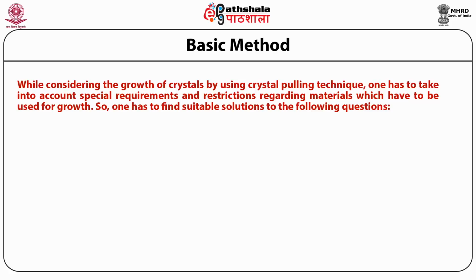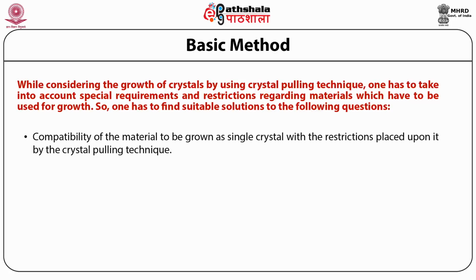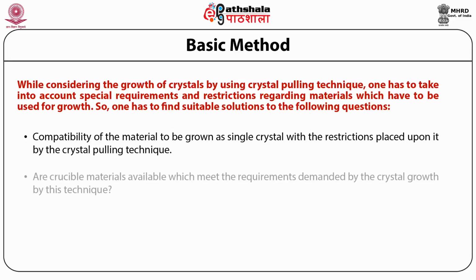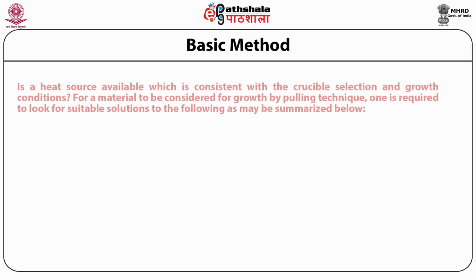So, one has to find suitable solutions to the following questions. Number 1. Compatibility of the material to be grown as single crystal with the restrictions placed upon it by the crystal pulling technique. Number 2. Are crucible materials available which meet the requirements demanded by the crystal growth by this technique? Number 3. Is a heat source available which is consistent with the crucible selection and growth conditions?